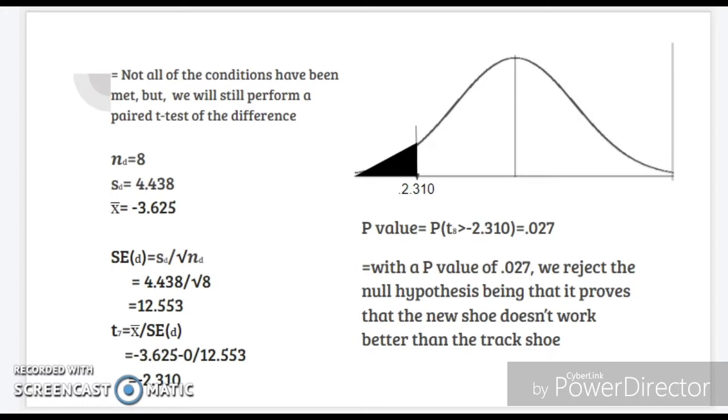Our n is 8, our standard deviation is 4.438, and our mean is negative 3.65. The standard error is approximately 12.553, and our t-score is negative 2.210. Our p-value is calculated at 0.027. With this p-value, we reject the null hypothesis, meaning the new shoes do work better than the track shoes.